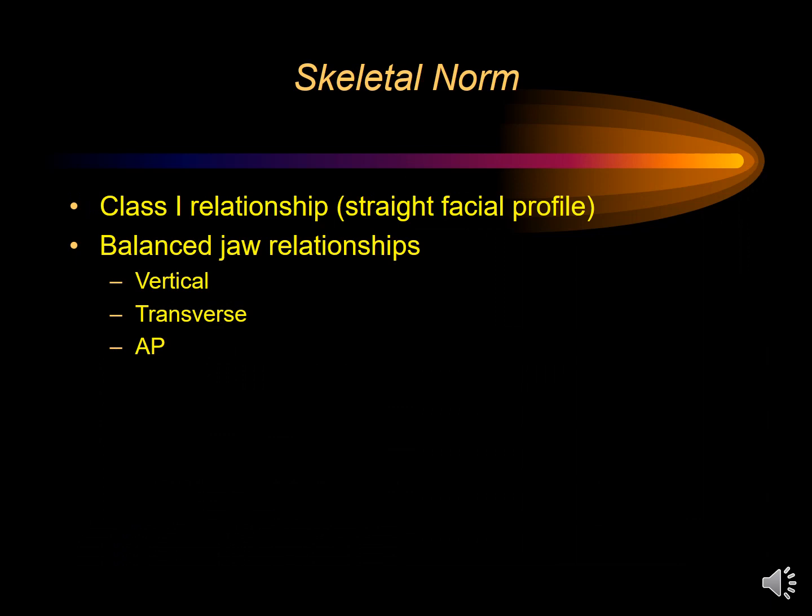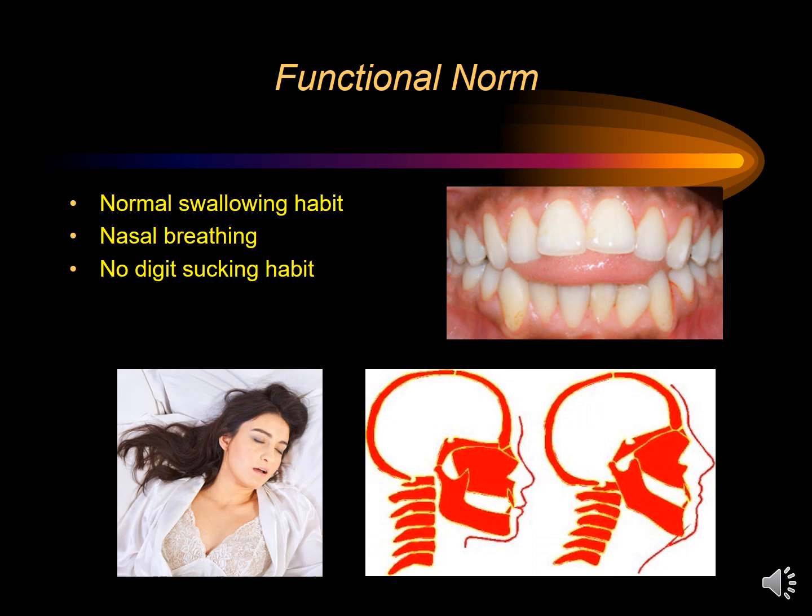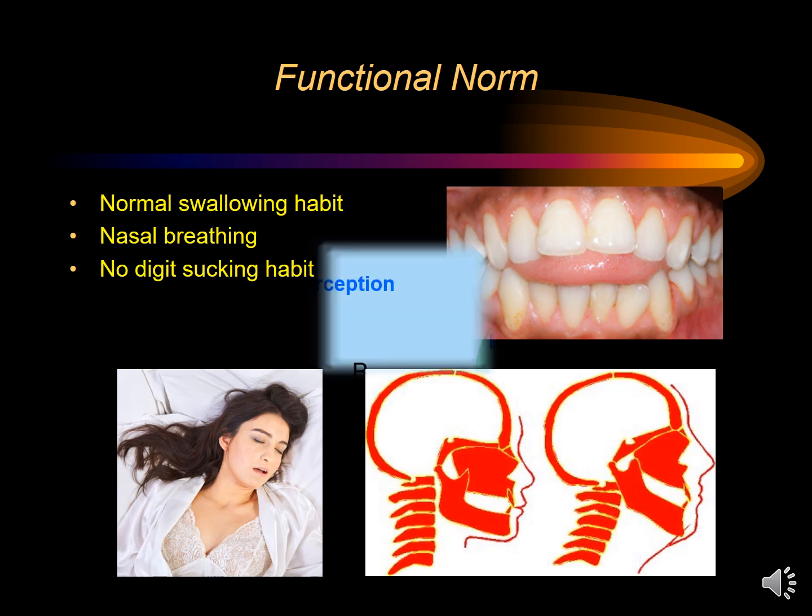Now, the skeletal norm is we want a class 1 relationship with a straight facial profile. Jaw relationships should be balanced in the vertical, transverse, and anteroposterior planes. Okay, functional norms, we want to see a normal swallowing habit, nasal breathing, and preferably not oral breathing, and there should be no habits, especially digit sucking habits.